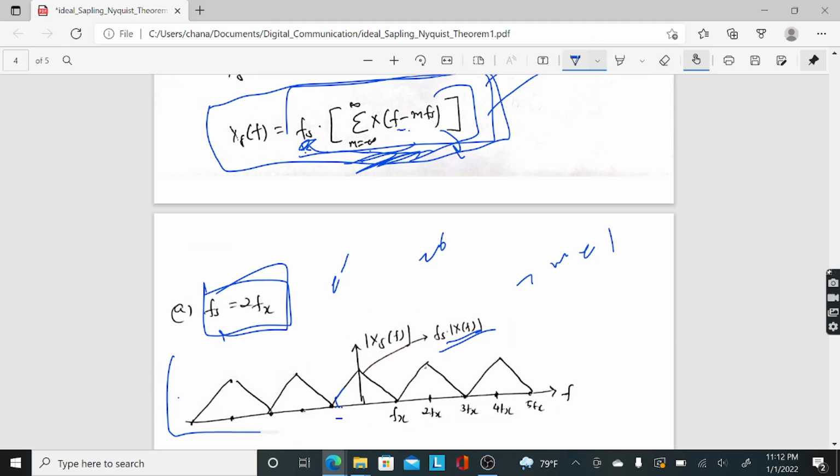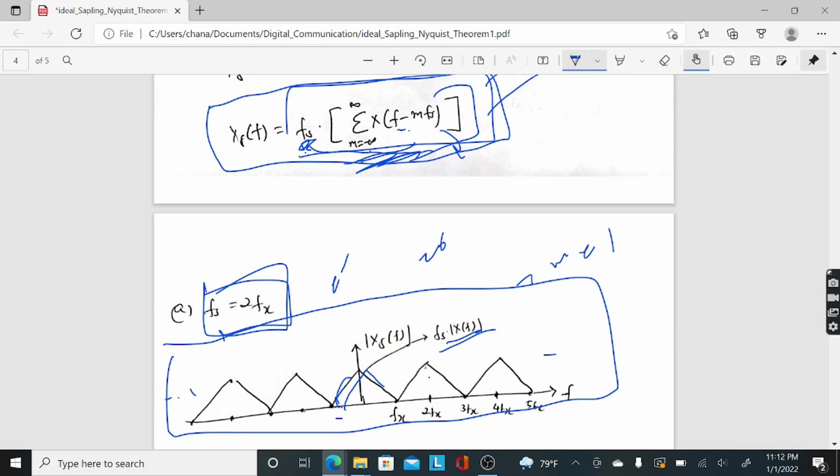So basically I see a continuous plot from minus infinity to infinity, and as you can see, this is x of f plot, and then I have other additional frequency components. These do not overlap with each other. They kind of touch each other, but they do not overlap with each other.